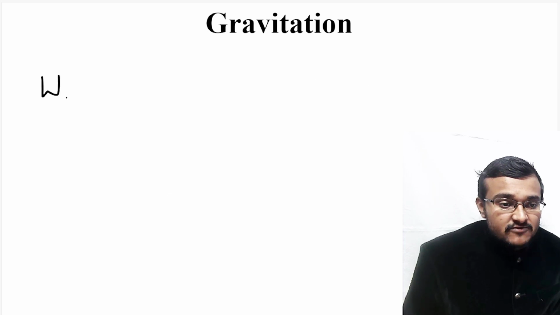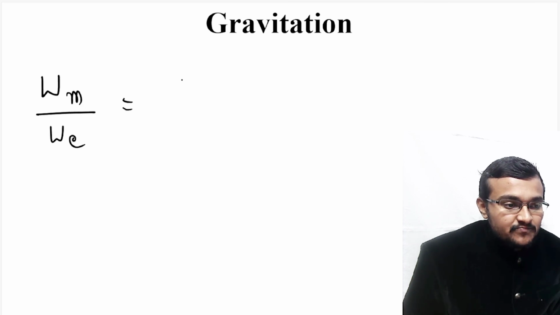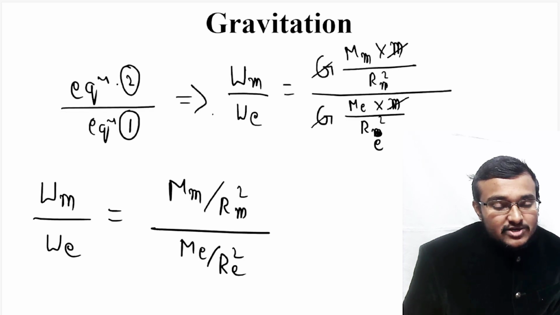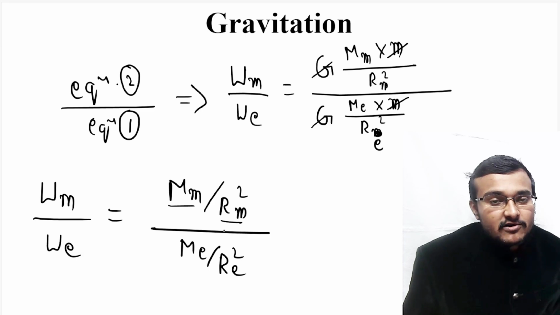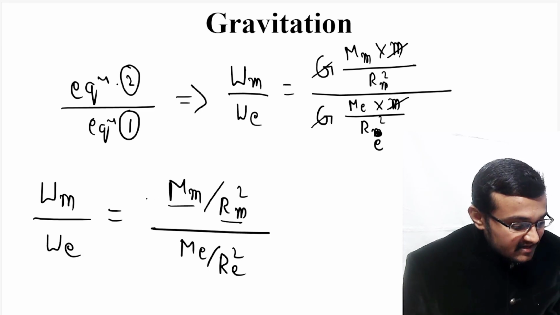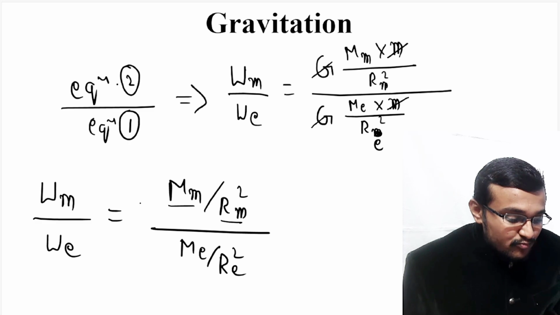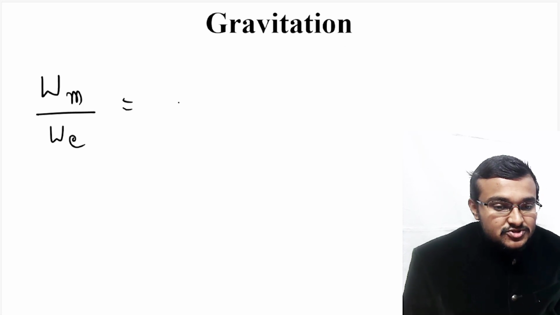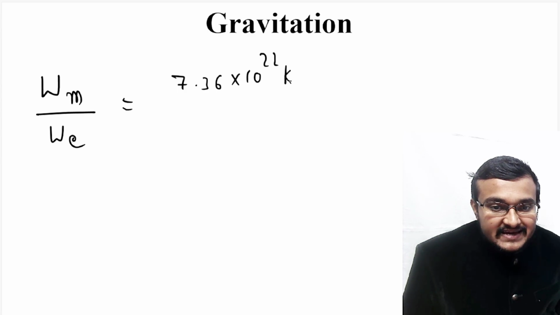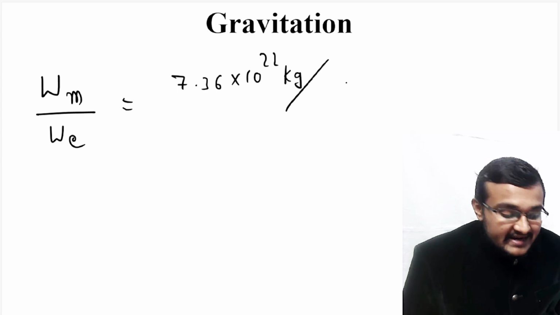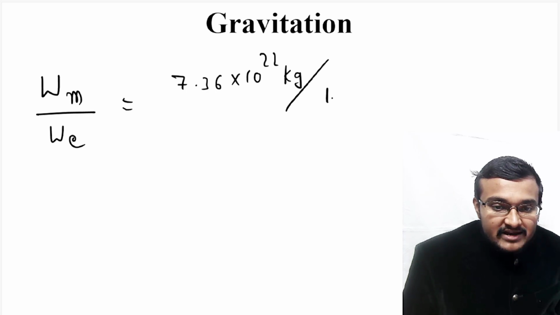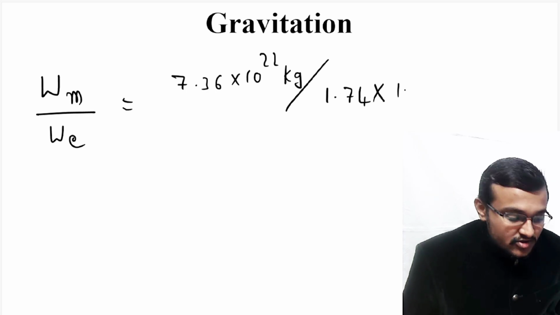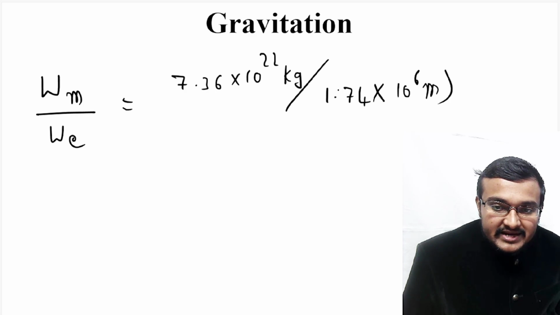Now you can substitute the mass of Earth, the radius of Earth, the mass of the Moon and the radius of the Moon. So W_M divided by W_E is equal to, first you substitute the mass of the Moon. In the numerator you have the mass of the Moon divided by the radius of the Moon squared. The mass of the Moon is given to be 7.36 into 10 power 22 kg, divided by the radius of the Moon, given to be 1.74 into 10 power 6 meter, squared.